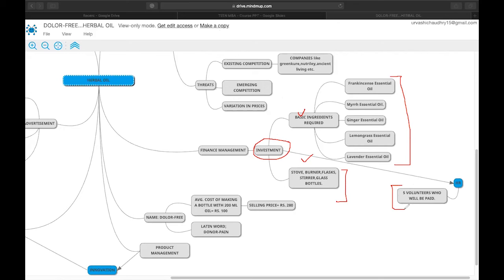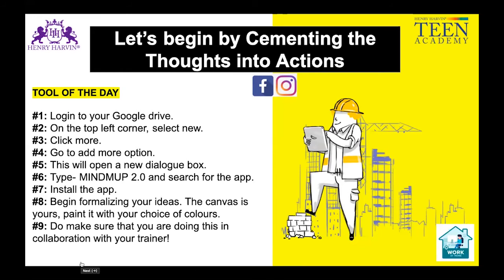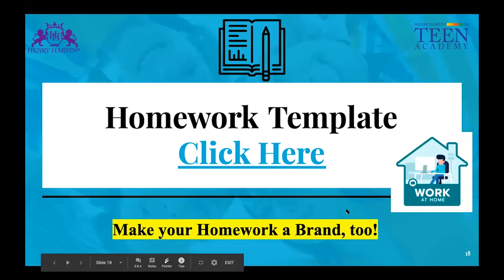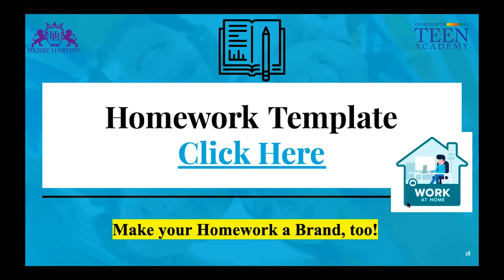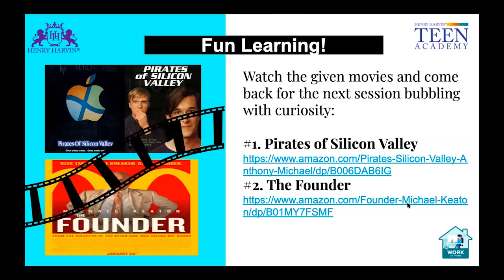Your costing should be included ideally in your mind map. I hope the concept of mind map, what we are doing in a mind map, is clear. Through this mind map, you're going to share it with the trainer on the email ID that has been shared with you, and you're going to receive feedback for the same. Thereafter, you have to make sure that you are checking in your homework template on this link that has been added onto the slides.